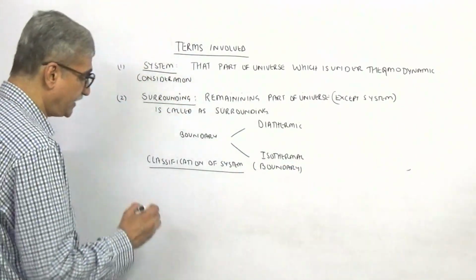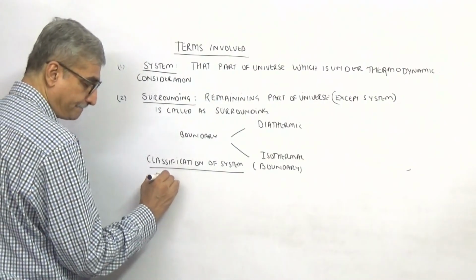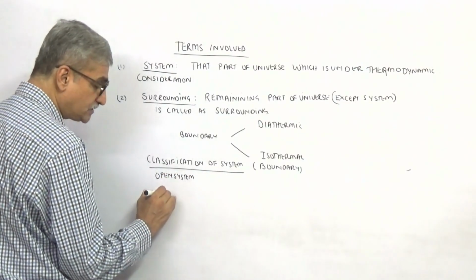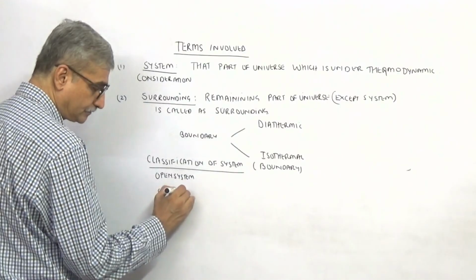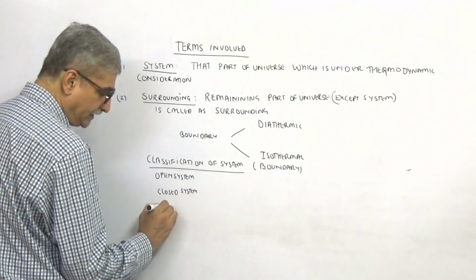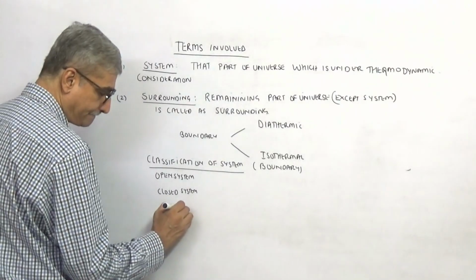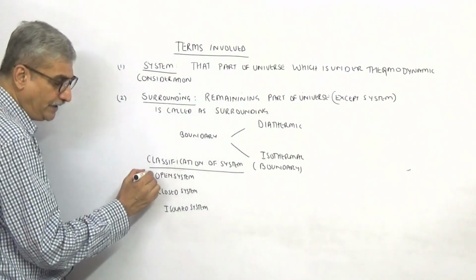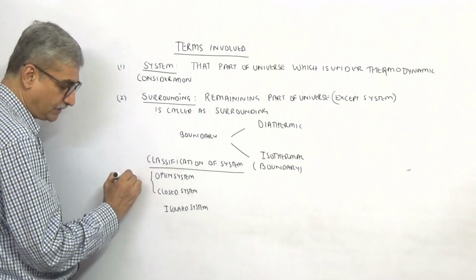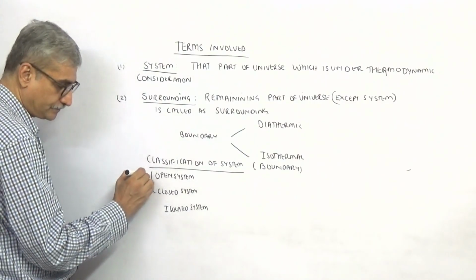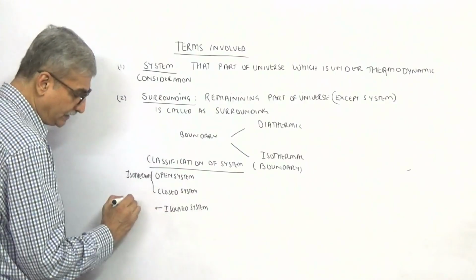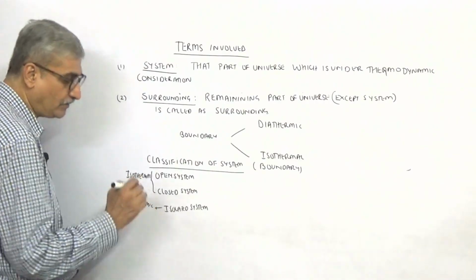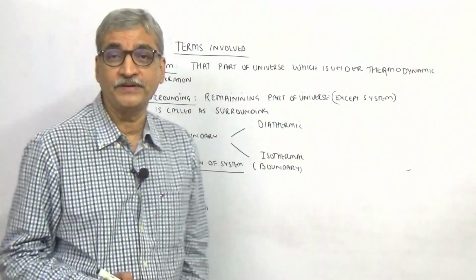So what are the types of systems we have? First is open system. Then we have a closed system. And then we have an isolated system. In an open and closed system, the boundary is isothermal. Whereas in an isolated system, the boundary is diathermic.